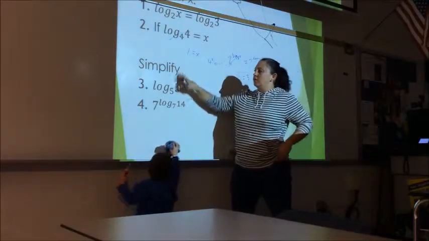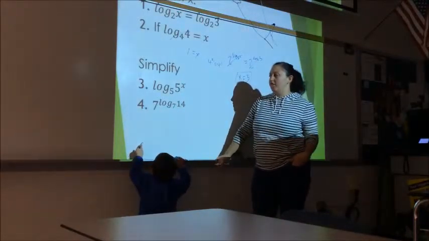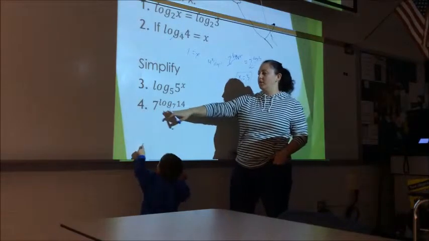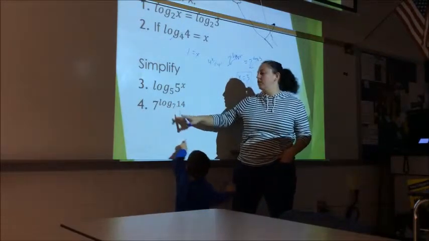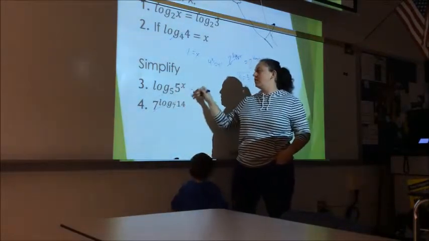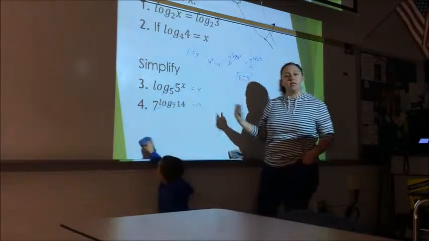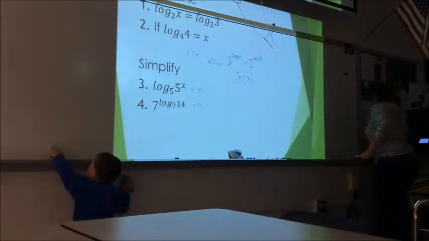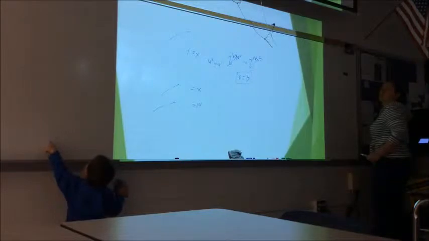All right, so simplifying here, same concept, log base 5 of 5, and log base 7 to the log of 7. Those things just cancel out. The top one is x, the bottom one is 14.